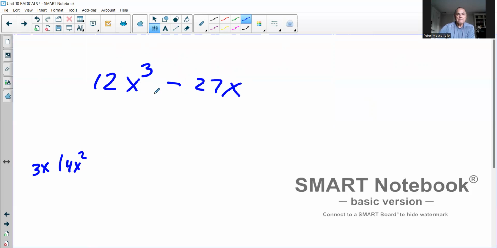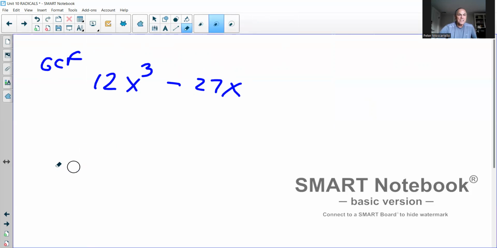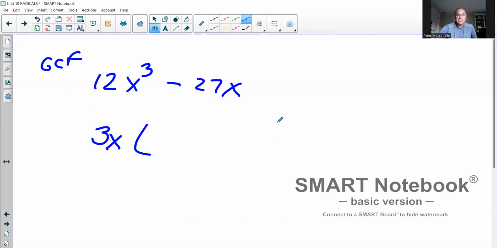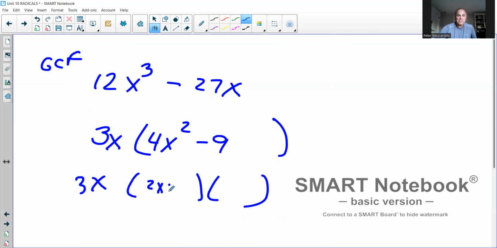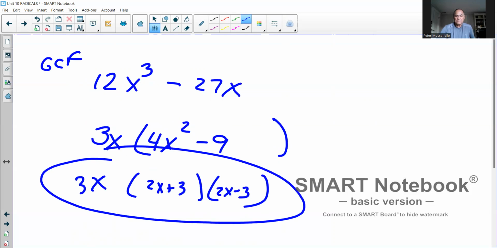There we go. Okay. 12 is not a perfect square, neither is 27. The exponents are all odd, no good at all, but look for GCF first. Look for the GCF first. This, in fact, has a GCF of 3x. And once we take out the 3x, just by a normal GCF method, I get 4x squared minus 9. It's regular GCF. And now we do have a difference of squares. This does qualify: 2x plus 3, 2x minus 3. So that's our entire answer.